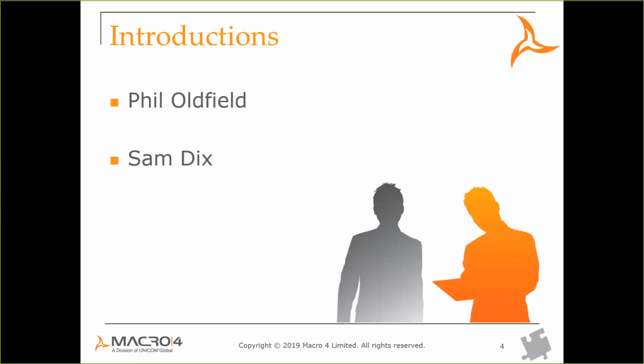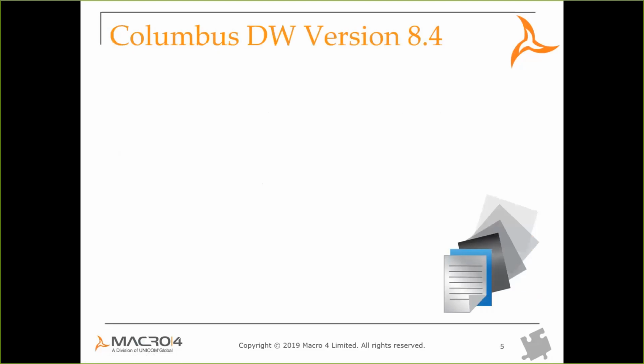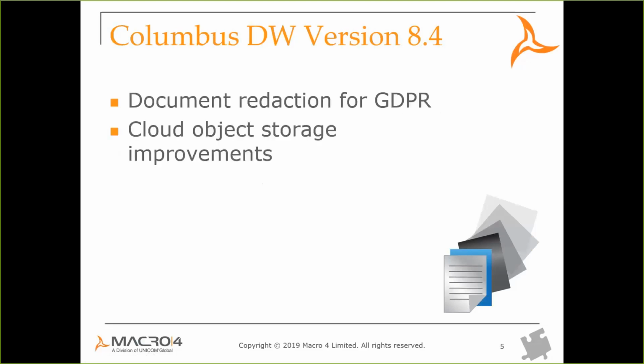Okay, so let's look at some of the headline features then in the new version of Columbus DW. So document redaction for GDPR. Now this has been improved for server-side dynamic index and free text search redaction. And in terms of cloud object storage, we've added support for Google Cloud Object Storage, and so just to give you the full list, we now support Google, Microsoft, IBM, Amazon, and Swift. Plus, on some cloud object storage platforms, we mark our objects as being locked, and this is the intention that they can't be deleted by anybody but us.